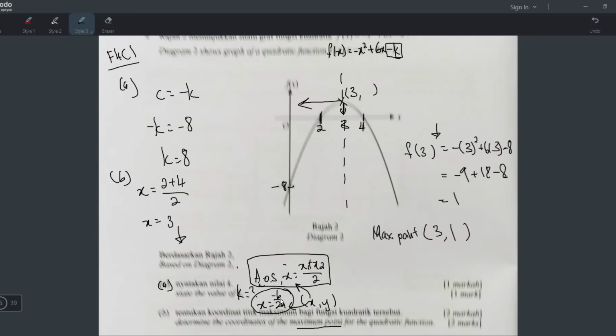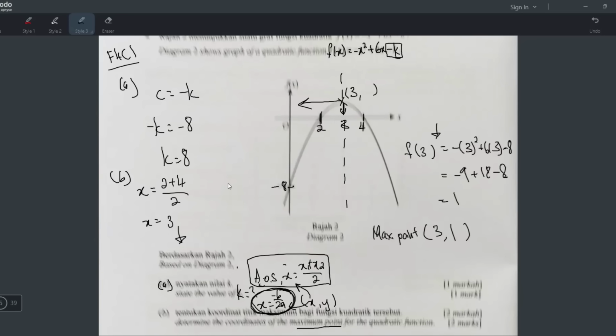If you want to use the second method, you can also. Negative b over 2a, where b is 6 and a is negative 1. You get the same answer, 3. But usually I will not use this formula when they give us the roots. So when will we use the negative b over 2a? When the question's curve has no roots.